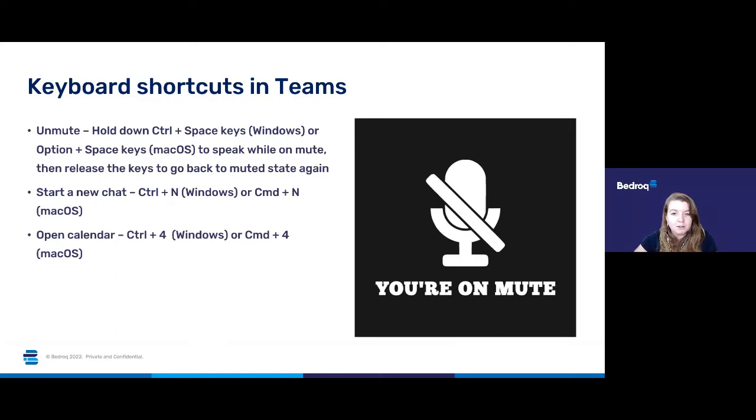So if you're in one of those long meetings where you know you're not going to have to contribute masses of information, you just sort of chip in now and then, this could be an easy way, rather than fumbling around with the mouse to find the microphone button. Just hold down control and space, and that will unmute you for a moment so you can contribute, and then you go back on mute as soon as you release those buttons.